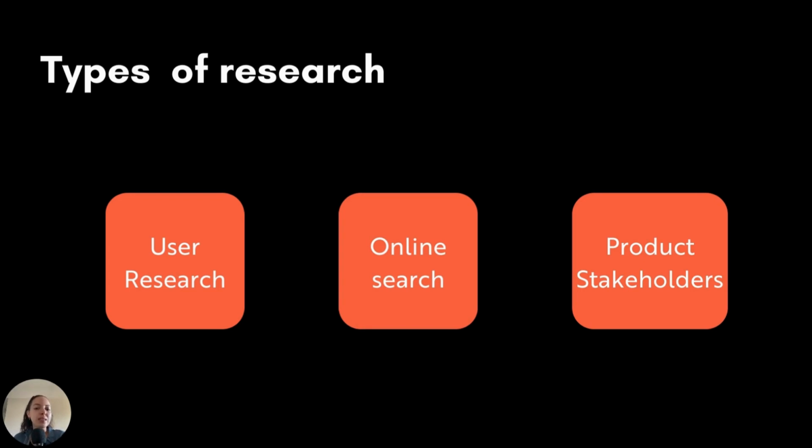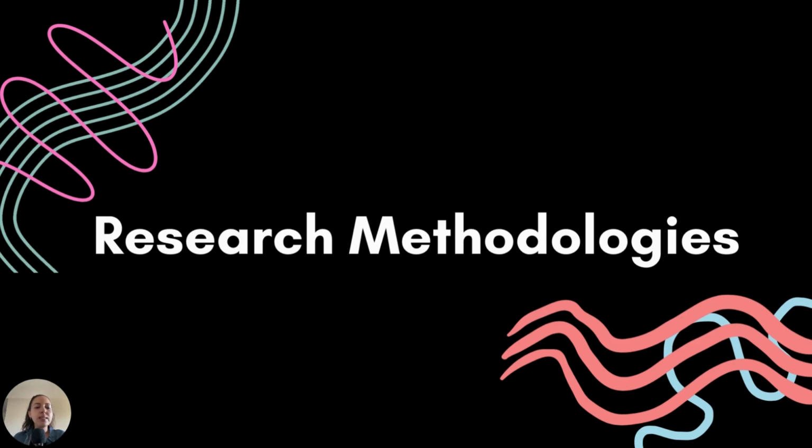And then there are product stakeholders. Always when you work on research projects, especially in the software world, you have people who make decisions, who have business goals. So you have to think about how can you best serve them and how can you best serve the user. So there is always this balance and back and forth. Let's take a look at some research methodologies.